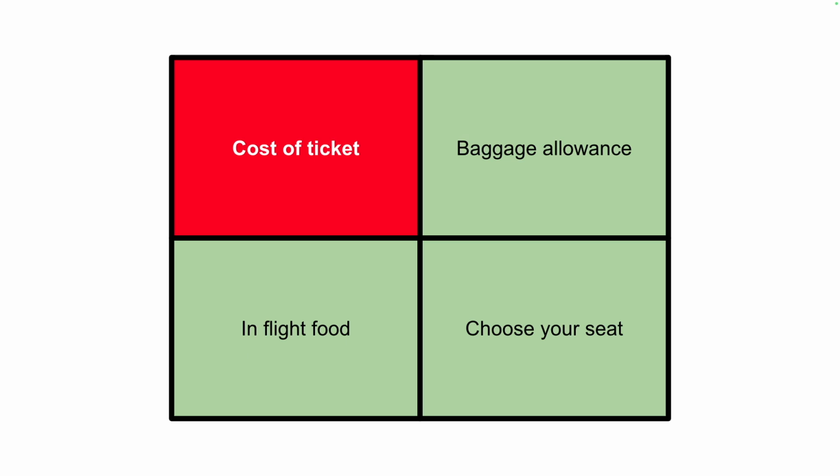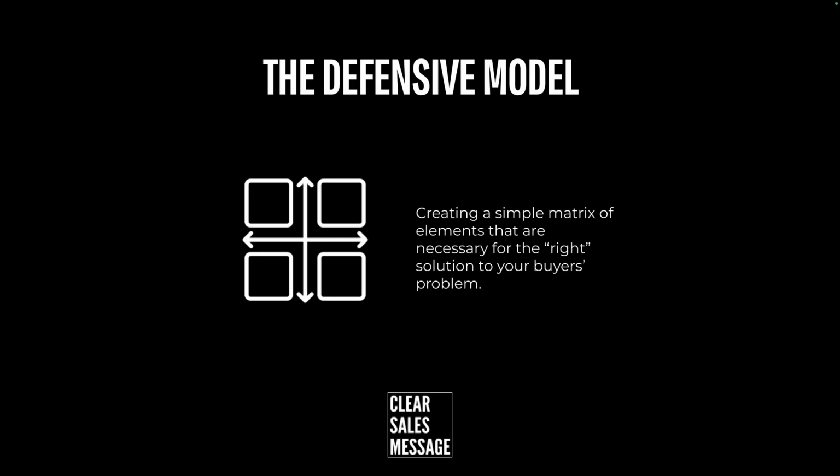So a defensive model allows you to give different facets, different pieces of information to people to help them make a better decision, and that's why it exists. It just simplifies that. It removes the complexity for the buyer.